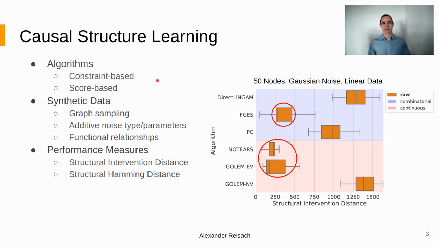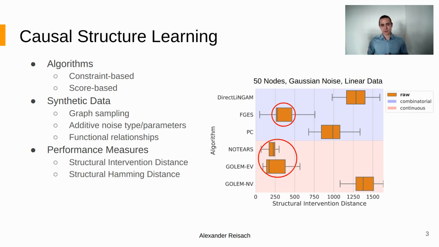Broadly speaking, they can be classified into two distinct classes. The first one is constraint-based, and constraint-based methods leverage conditional independencies to infer the causal structure, whereas score-based methods try to find a structure that maximizes some goodness of fit score, for example, the joint likelihood of the observations.